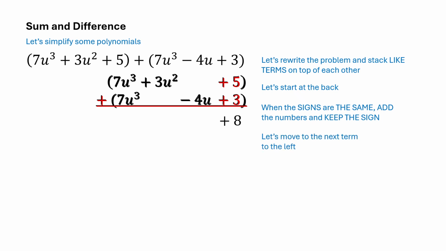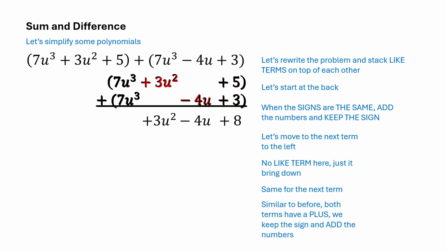Let's move to the next term to the left. If you notice, there's no like term here, so let's just bring it down. Same for the next term. Okay, so the last terms on the far left, similar to before, both terms have a plus sign. We just keep the sign and add the numbers. So we should get 14u to the third power. Done.